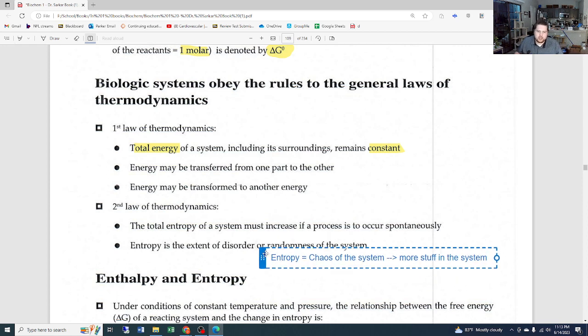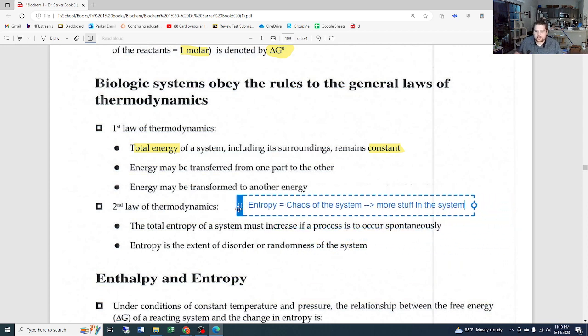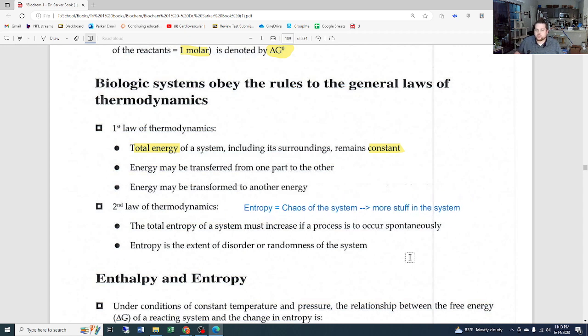Other things that can increase entropy are stuff like heat. So think about the things that increase reactions. So heat, increasing like more stuff. Those kind of things will increase entropy.